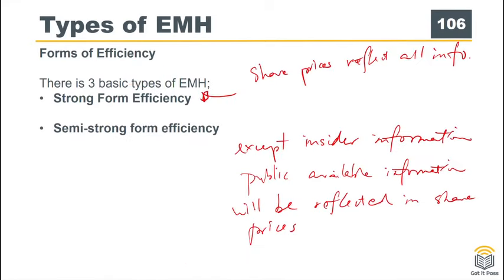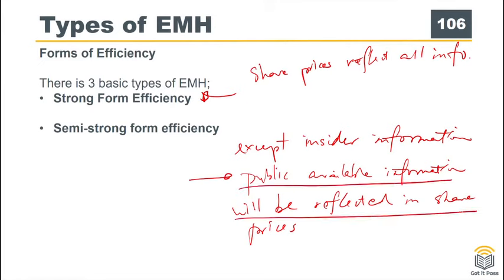And next is semi-strong form efficiency. It means that the share prices reflect all publicly available information. Semi-strong form efficiency means the share prices reflect all publicly available information. Is insider trading possible? Yes, because the insider information is not reflected in the share prices.